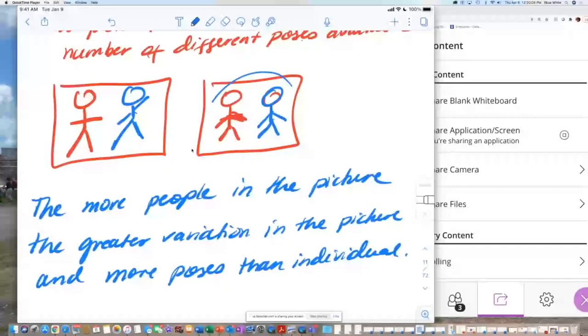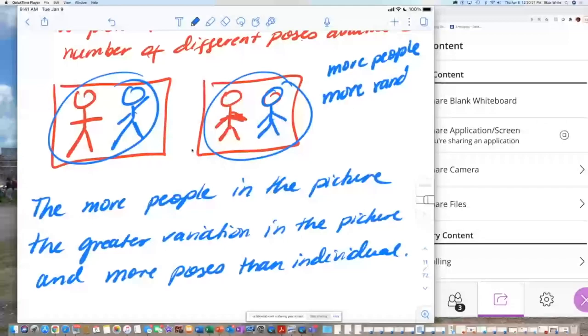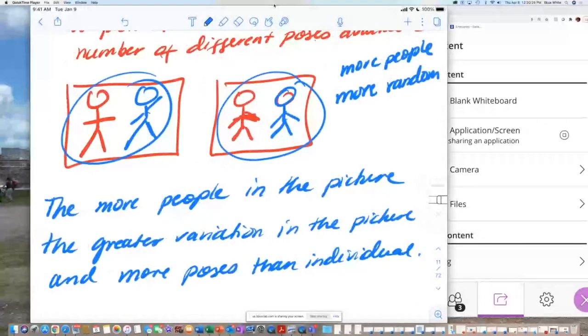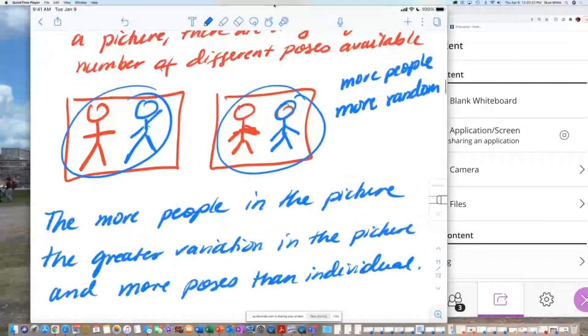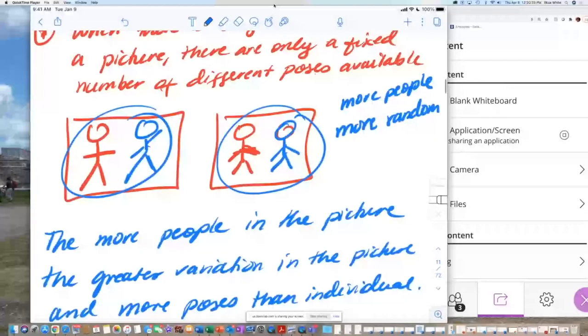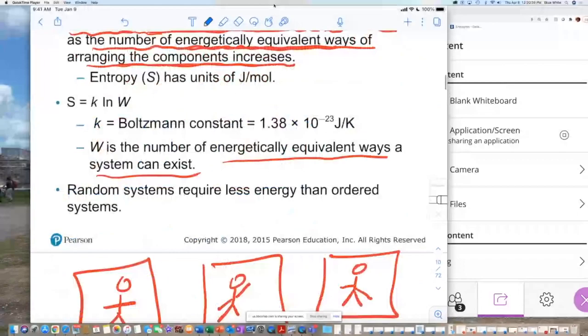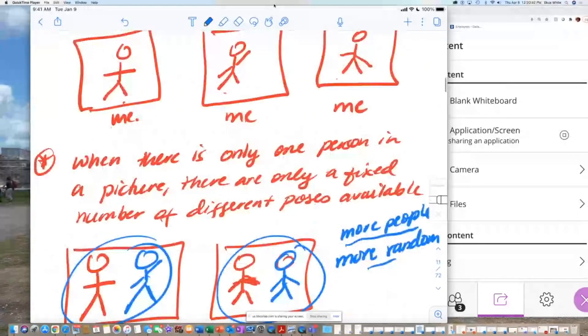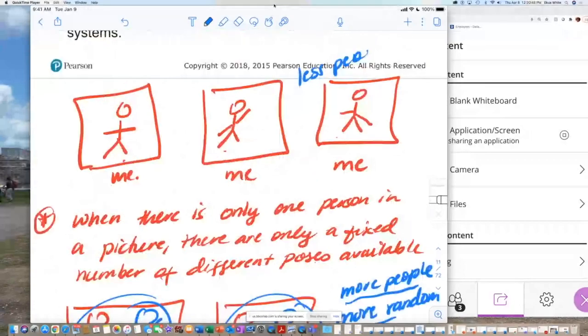more random. Okay. Somehow this reminds me of the Six Flags commercial, right? I don't know if you know that. More flags. This reminds me of the particulate level model in entropy, right? More flags, more fun. More people, more random. Less people, less random. Okay, that's just how my brain works, y'all.